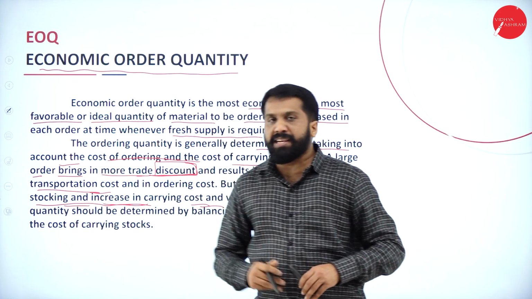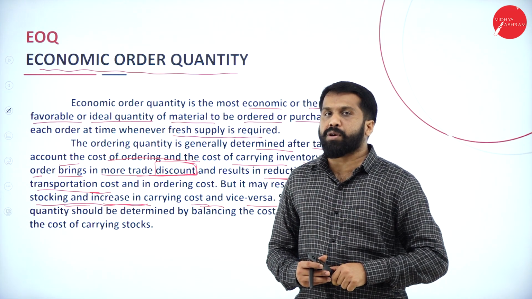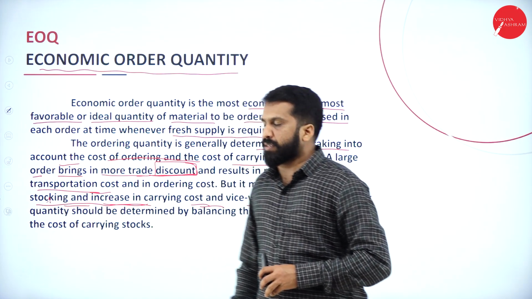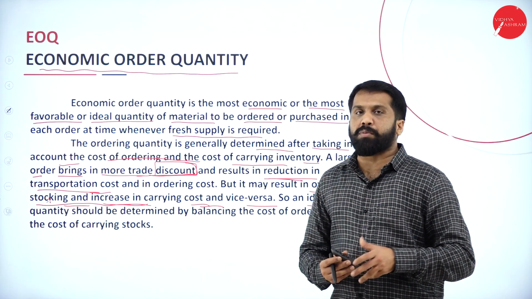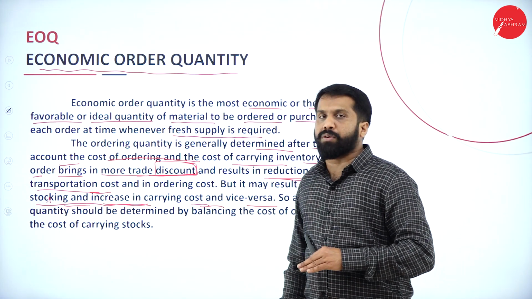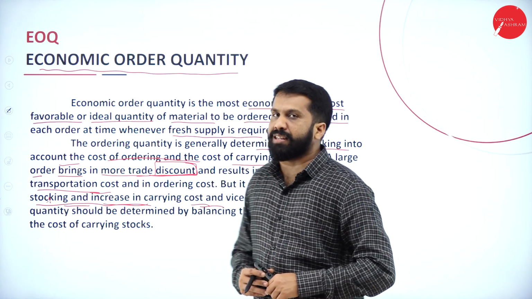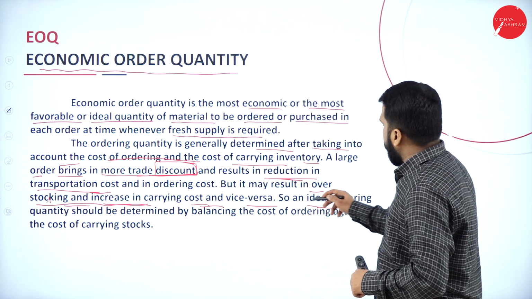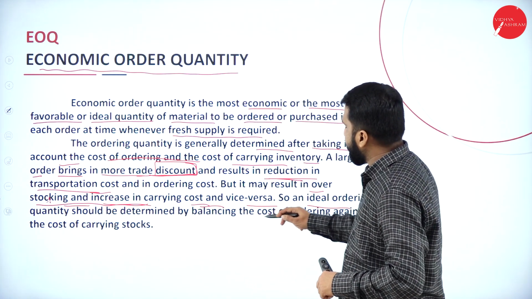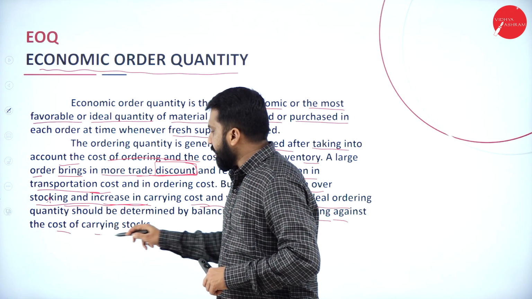So if you buy in bulk, you may think that you will get a huge discount, but where do you keep all that stock? For that, you have to pay for stocking purposes. Remember that. If it is a small quantity, you can carry it in a small vehicle. If the quantity is huge, you have to buy or rent a huge vehicle. Now, vice versa. So, an ideal ordering quantity should be determined by balancing the cost of ordering against the cost of carrying stock.